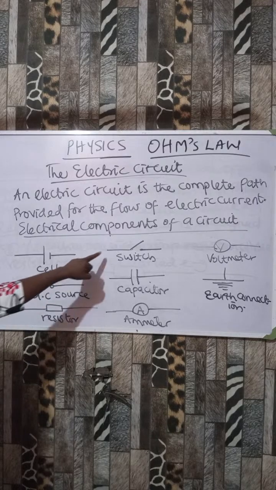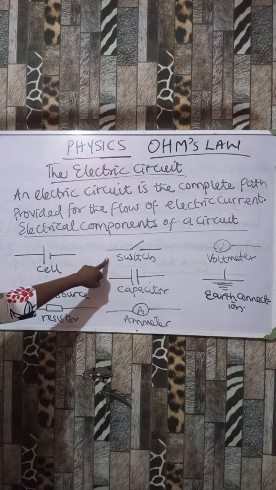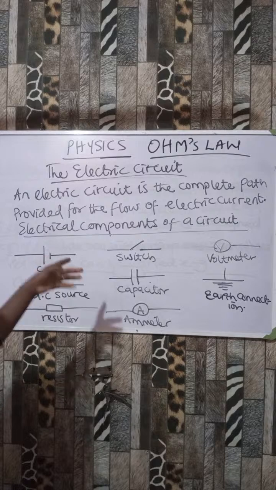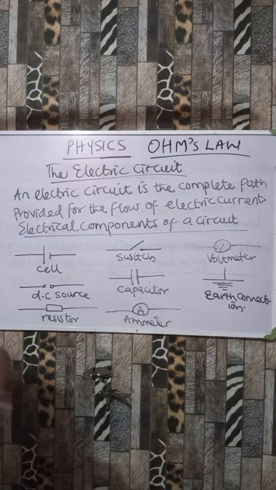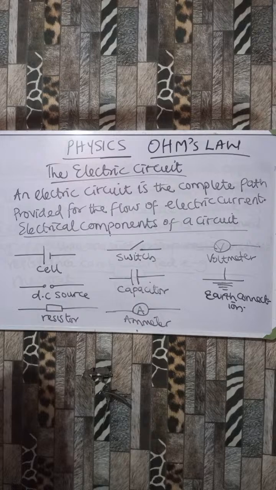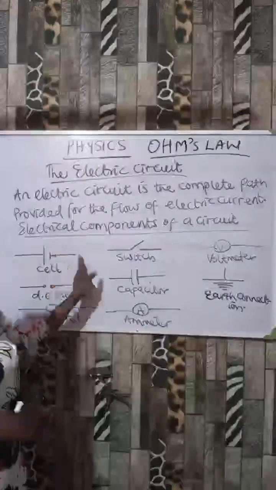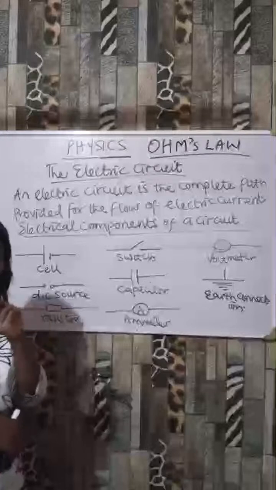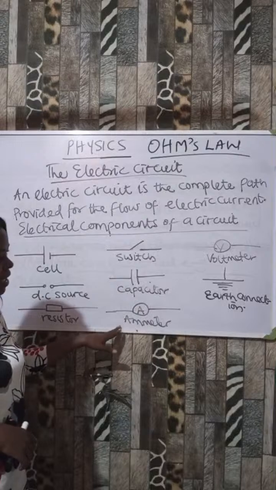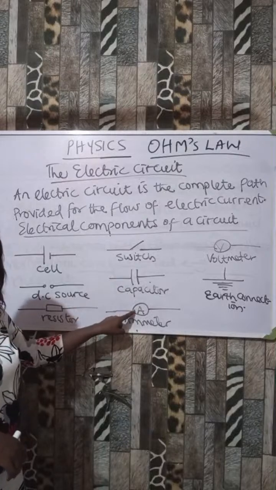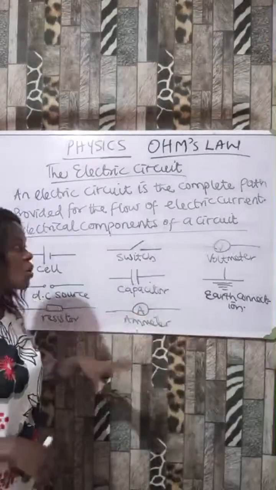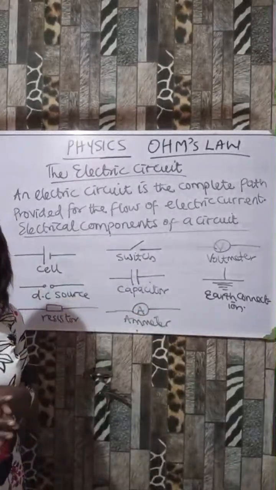Okay, this is a switch, the symbol for switch. If this switch is closed, current will flow in a circuit, but if this switch is open, current will not flow. Now this is a capacitor. Remember that for a cell, the metal plates do not have equal lines, but for a capacitor, the metal plates have equal lines. Now this is an ammeter denoted by symbol A. This is a voltmeter, this is earthing. So all these are components of a circuit.